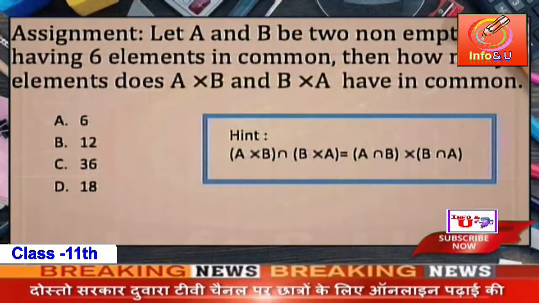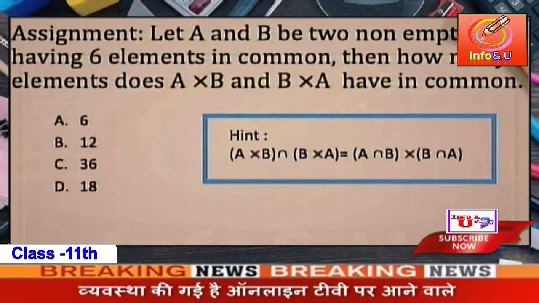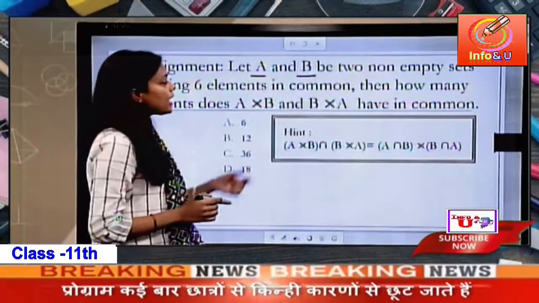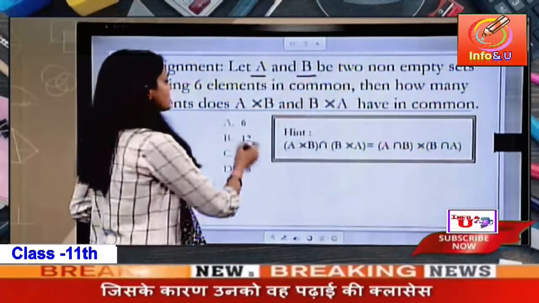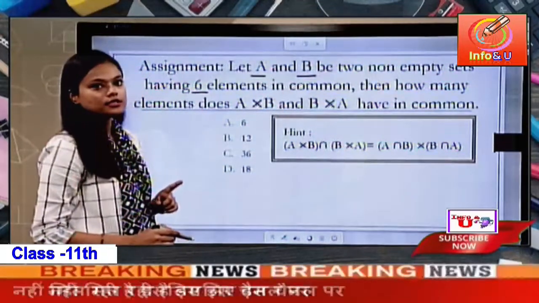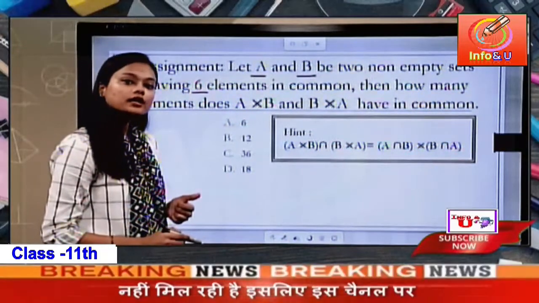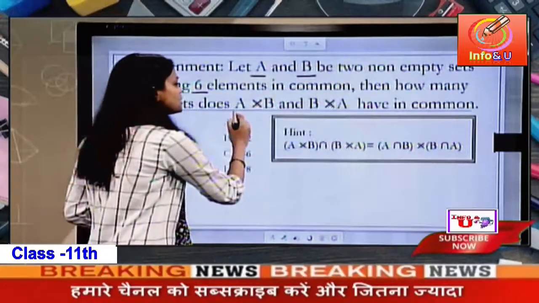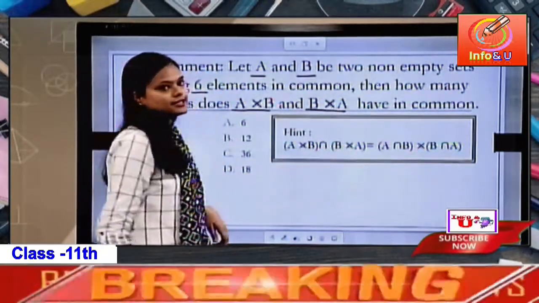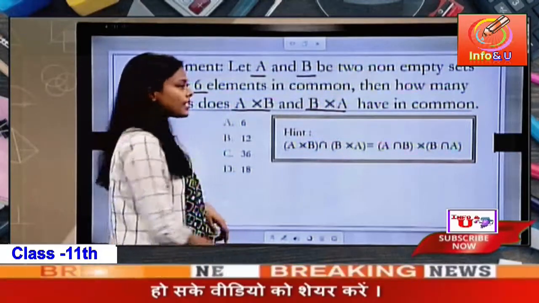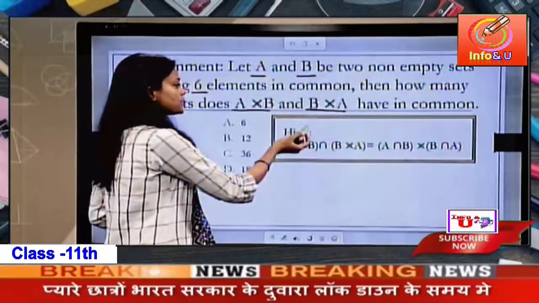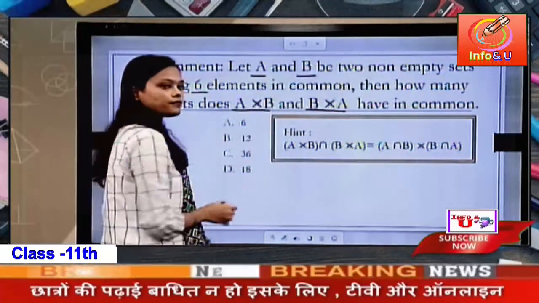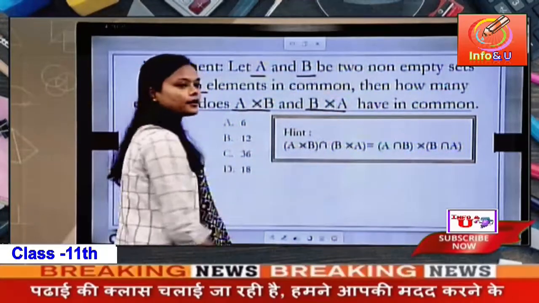This was the question in which what was given to us? Two sets A and B, non-empty sets, and common elements between these two sets. How many common? 6 elements. And what we have to find? We have to find common elements in the Cartesian product of these two sets. That is, what are the common elements between the product of A with B and B with A. Okay?